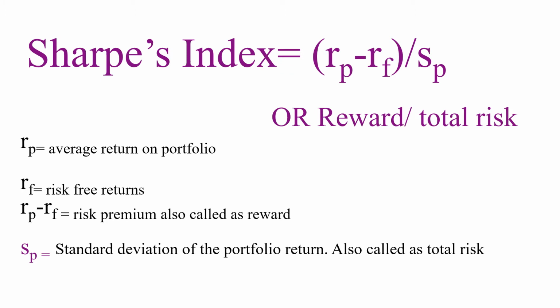So here the formula is returns on portfolio minus risk-free return by standard deviation of portfolio. Return on portfolio means it is the returns on what you have invested. So it is the average return on portfolio, or the average returns on your investment. Then you have a new term called RF, that is called the risk-free return. Generally, what does risk-free return mean? It means any investment in government securities. Normally it does not involve any risk, so that is why it's called risk-free return.